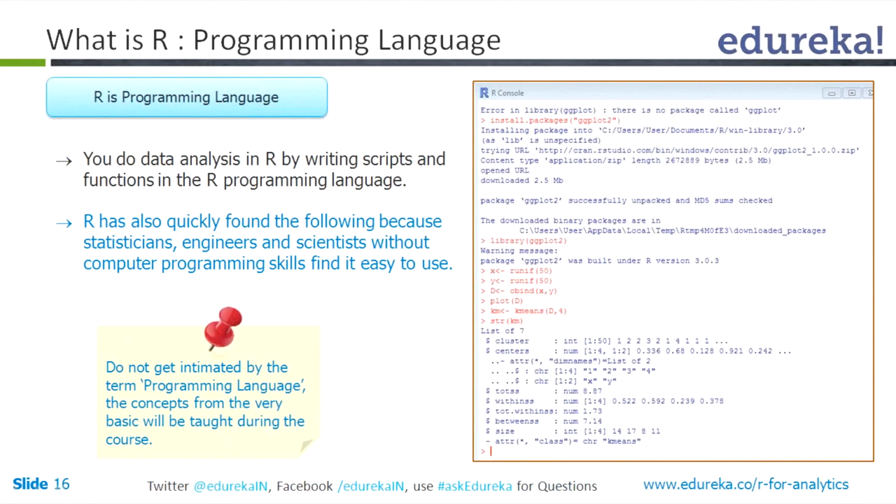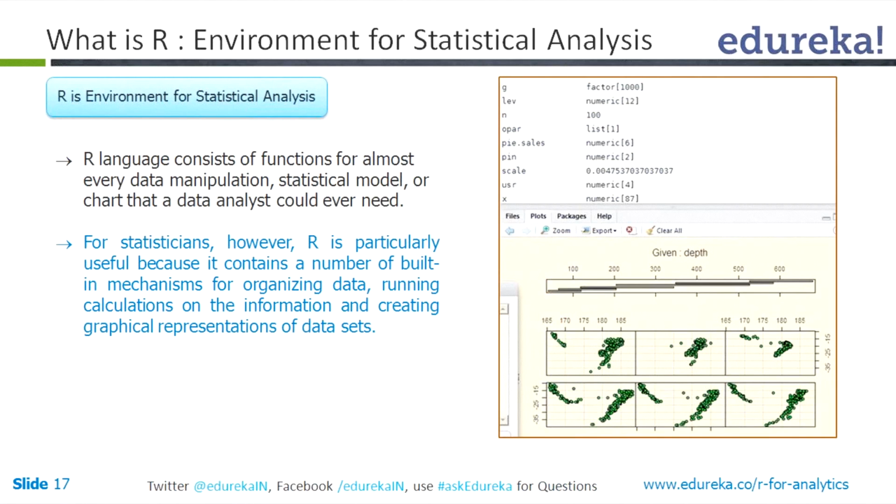Okay, so R has also quickly found the following, because statisticians, engineers, and scientists without computer programming skills find it easy to use. What is happening is that in most of the US universities, for a stats study, they are using R, right? And when these guys come out of their colleges and are given some practical assignment of analytics, they try to use their university knowledge. That is one of the factors making R popular, because they want to use the thing which they have already learned in their university programs, right?